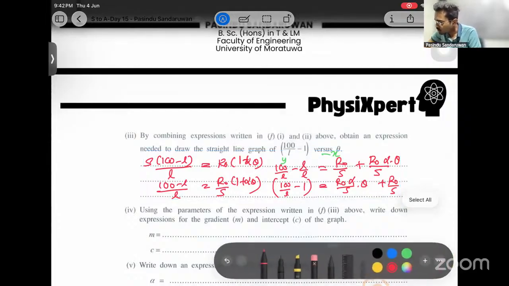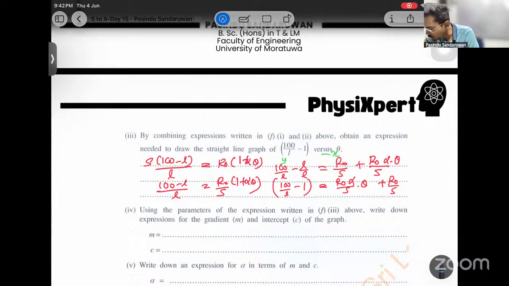Now this is going to be my y-axis, and this is x. R naught alpha over S should be the gradient, and this is the intercept. Maintain a graph here. Rearrange the terms accordingly.